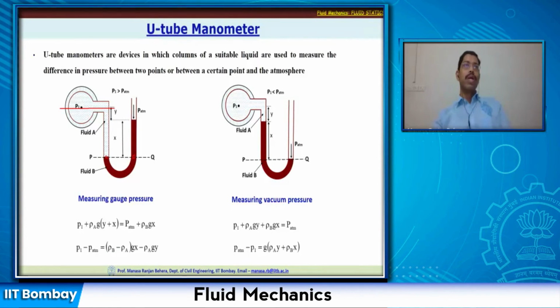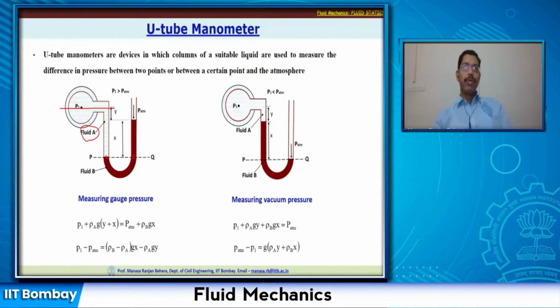So P1 plus some other pressure which is acting due to the standing column of fluid A. The fluid A is exerting pressure due to its own weight. So that is rho A g multiplied by this column, and the distance of this column is nothing but x plus y. So this x plus y multiplied by rho A g, the unit weight of fluid A, is going to give me the pressure. So that is the pressure at P.